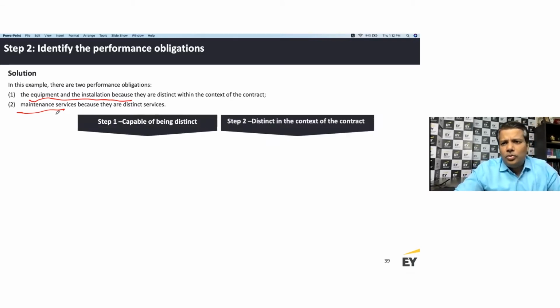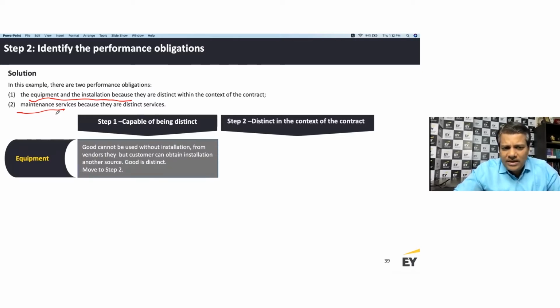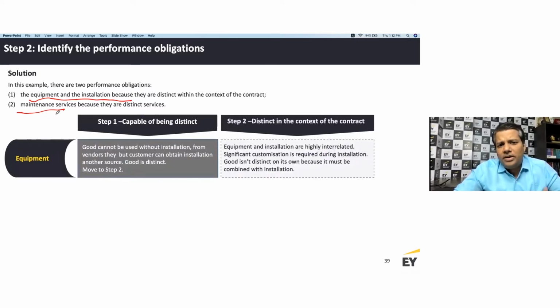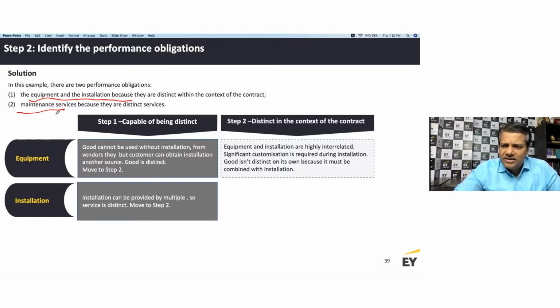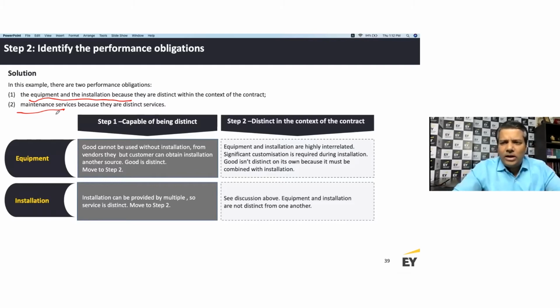So there are two performance obligations is what I have here under the arrangement. How am I going to evaluate this? It is capable of being distinct. The equipment is capable of being distinct, but equipment and installation are highly interrelated. I need to do integration here. Installation is distinct, but again in the context of the contract, we have to treat them as one because one cannot operate without the other.